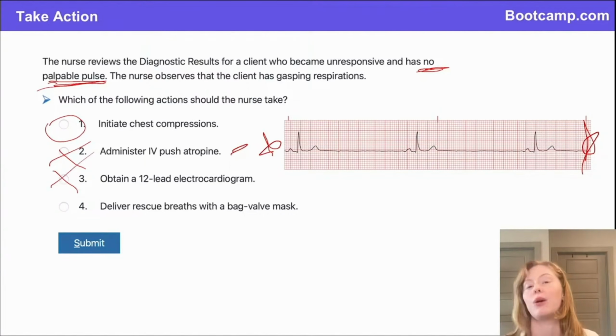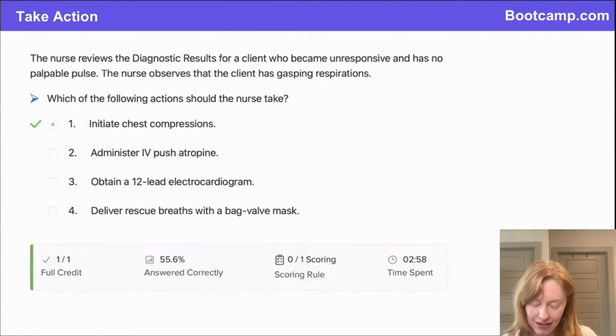Then delivering rescue breaths. If they had gasping respirations and a pulse, then we would probably give rescue breaths, right? We would maybe, in the case of an opioid overdose, just use the bag valve mask, give some Narcan, but again, this patient doesn't have a pulse, so CPR is our priority. Very good.